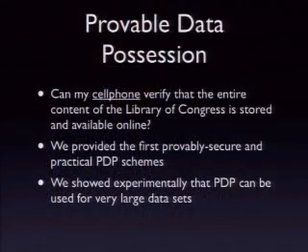So provable data possession is this area, and it's a set of tools that allow my cell phone, and here I'm highlighting the cell phone because I'm looking for very efficient solutions, so I don't want to use anything strange or esoteric, to verify that the entire content of the Library of Congress, for instance, is stored and available online. Let me clarify that this is a hard problem in some sense, because once I store this information in the cloud, I don't have a local copy.